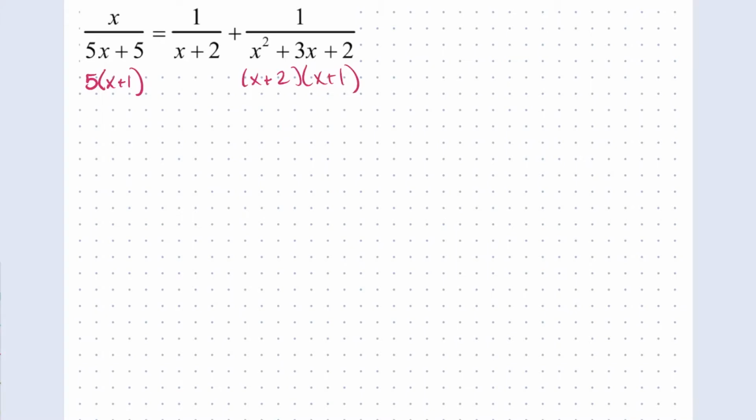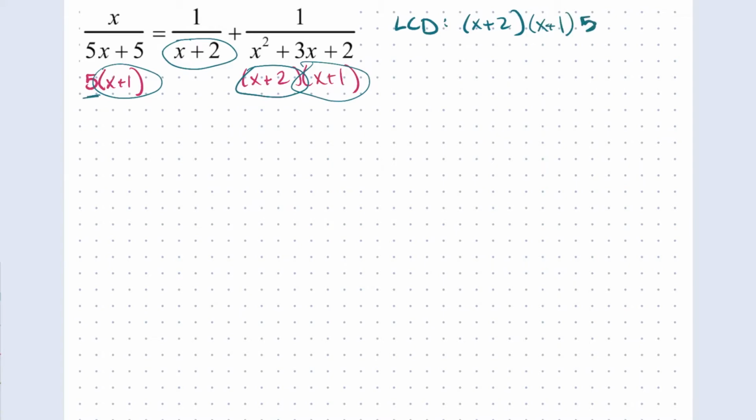So when I'm writing my LCD, remember any factors they have in common, so they don't all three have to have it, just two of them need it, is only counted once. So we've got two x plus 2's, so we'll add an x plus 2. We've got two x plus 1's, and then all we have left over is a 5, so we need to add that 5 in. Okay, so that is our LCD. 5 times x plus 2 times x plus 1. And again, we're going to leave it in factored form.